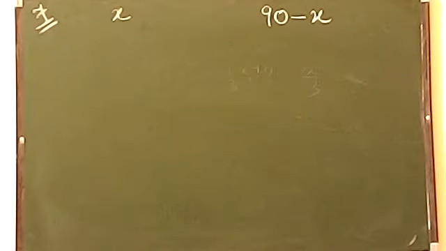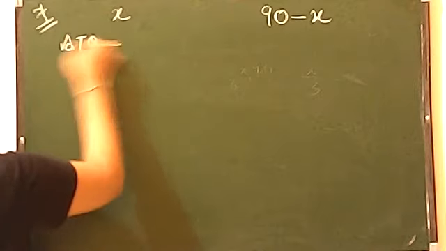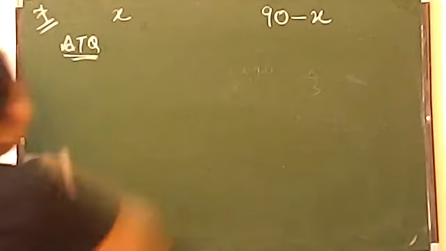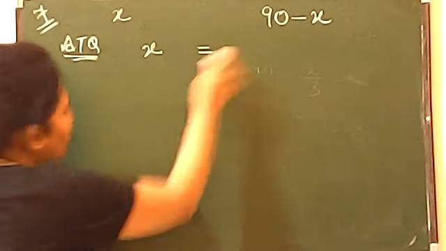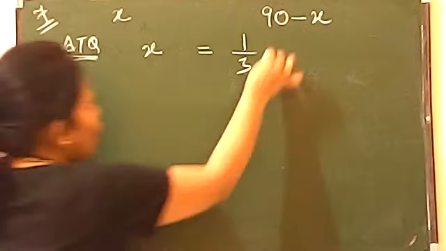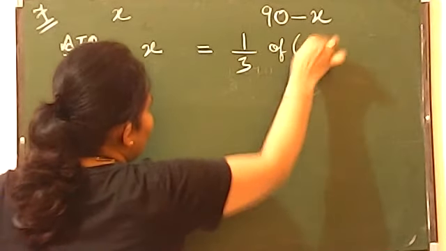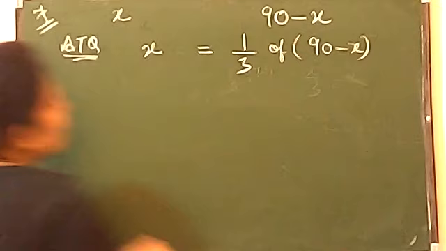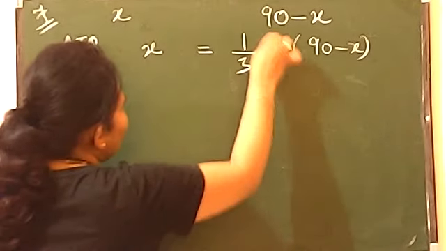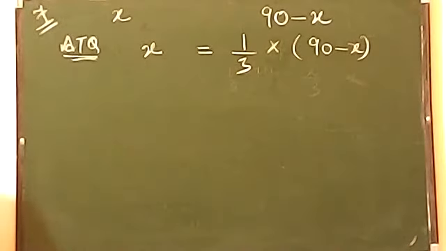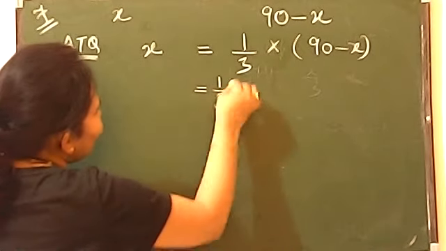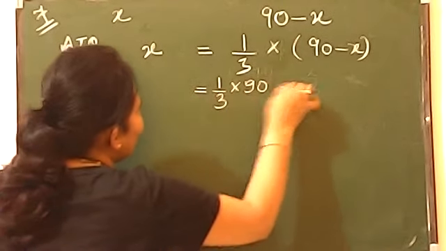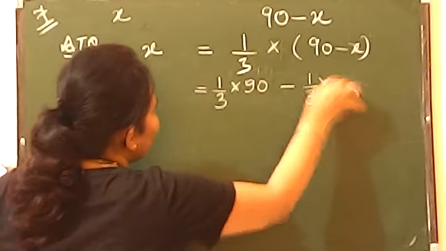It means you will subtract from 90, and you will get the complement of it. Now, according to the question, it is equal to 1/3 of its complement. So this is equal to 1/3 of its complement. Complement means 90 minus x. Now you know 'of' means multiply, so I will replace this sign with multiply. Now you have to use the distributive property here and open the bracket. So it will give you 1/3 multiplied by 90 minus 1/3 multiplied by x.